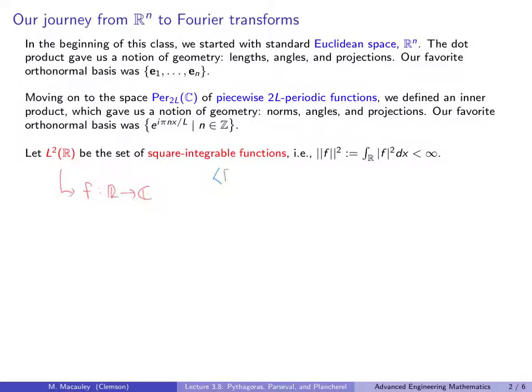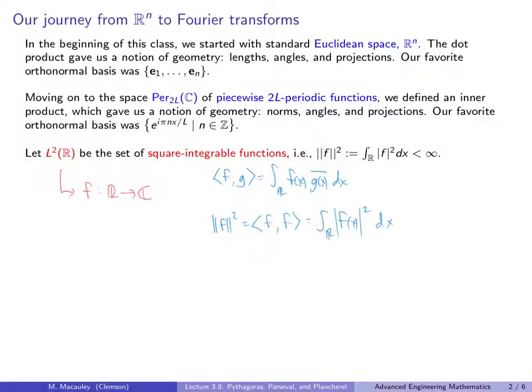Now, why do we care about that? Well, if we define the inner product of f and g to be the integral over the real line of f(x) g(x) dx, well, if these are complex valued, I need to put a bar here, then the norm of f squared is defined as the inner product of f with itself, which is the integral of the absolute value of f(x) squared dx.